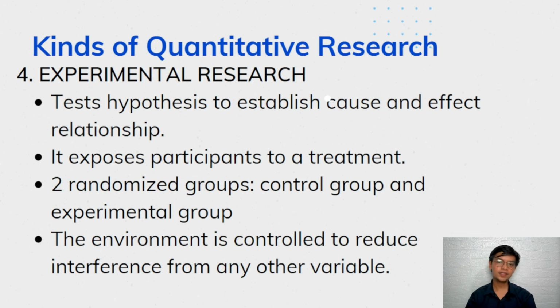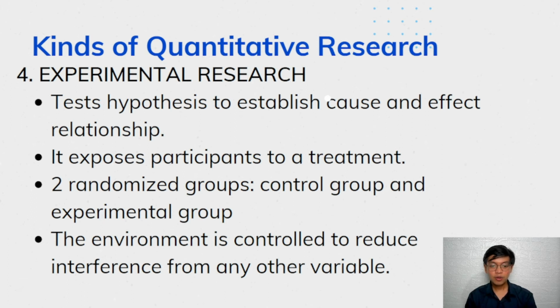The last kind of quantitative research is experimental research. Experimental research is dubbed as the highest form of quantitative research because it undergoes a stringent process. We try to test hypotheses here to establish cause and effect relationship. Unlike in causal comparative research, in experimental research, we expose the participants to a treatment. We introduce something that is new. And then we randomly group our participants. We have the control group and the experimental group. The control group does not receive the treatment, while the experimental group receives the treatment variable.